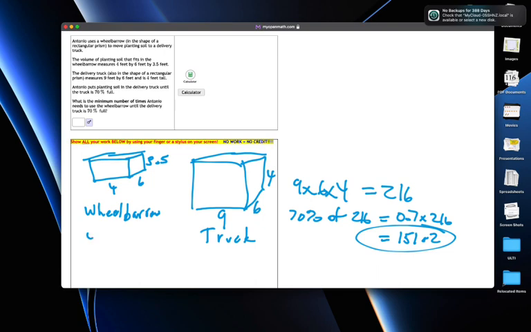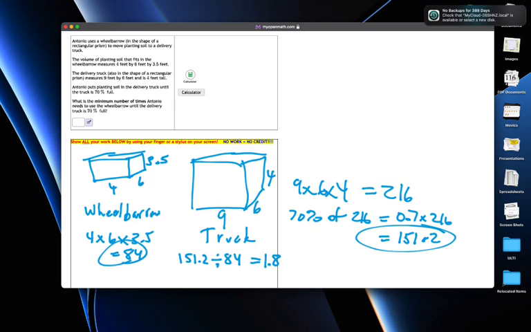So now we need to figure out the volume of the wheelbarrow. So that would come from 4 times 6 times 3.5. And that happens to be 84. So technically what we're trying to do is figure out how many 84s will fit inside of 151.2. So of course, that means we would divide. And that happens to be 1.8.